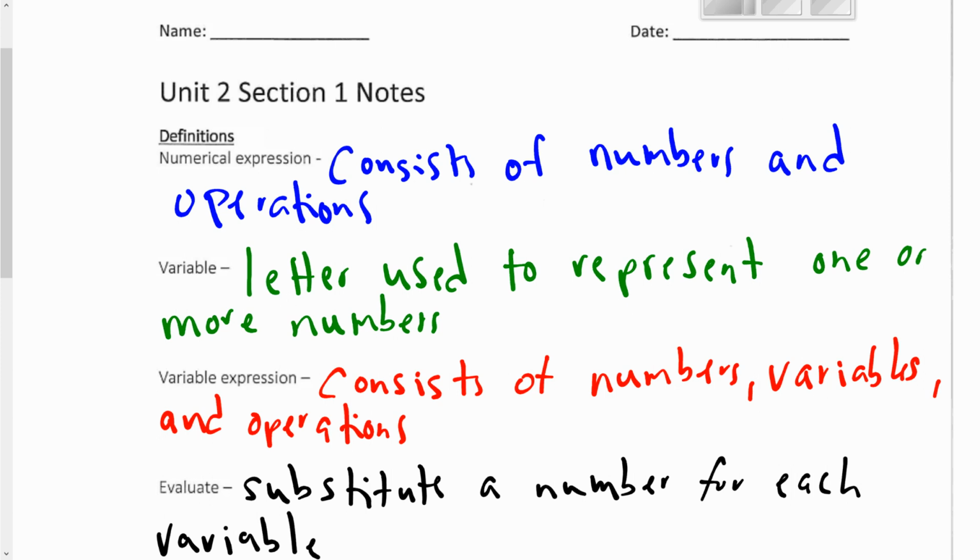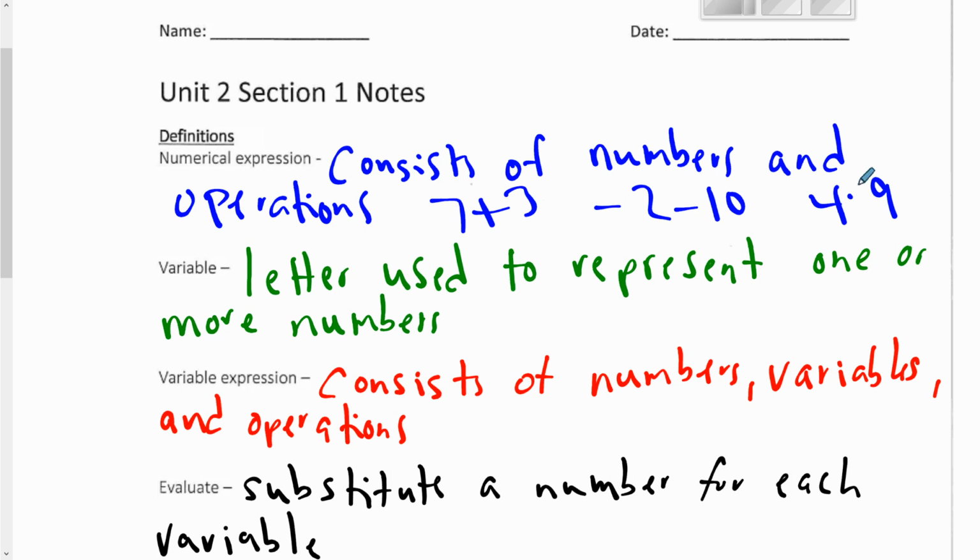The first definition is numerical expression. A numerical expression consists of numbers and operations. So, for instance, 7 plus 3 is a numerical expression. Negative 2 minus 10 is a numerical expression. 4 times 9 is a numerical expression. These are all numerical expressions. There's numbers and then there's operations.